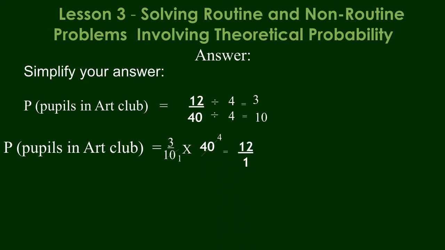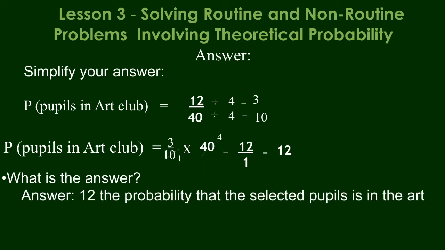So we can now proceed to multiplication. So 3 times 4 is equal to 12. And 1 times 1 is 1, so 12 over 1 is equal to 12. So the number of pupils in the art club is equal to 12. Again, the answer is, the number of selected pupils in the art club is 12.